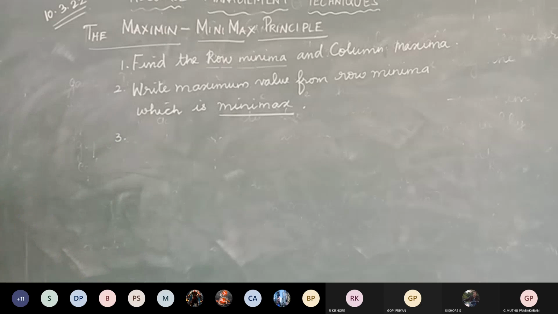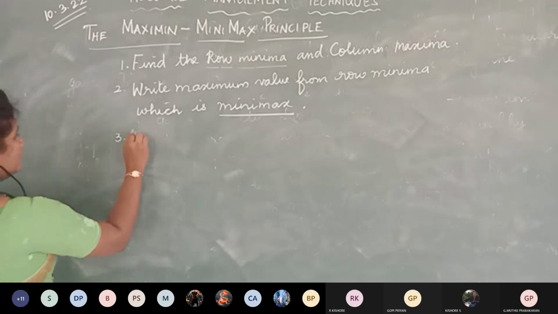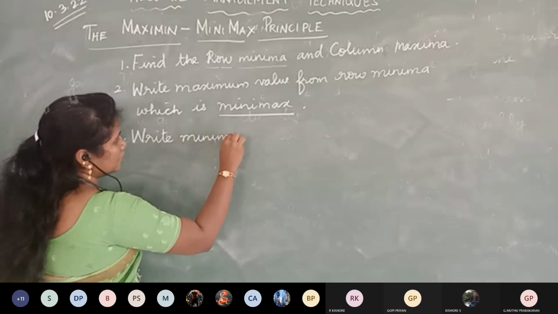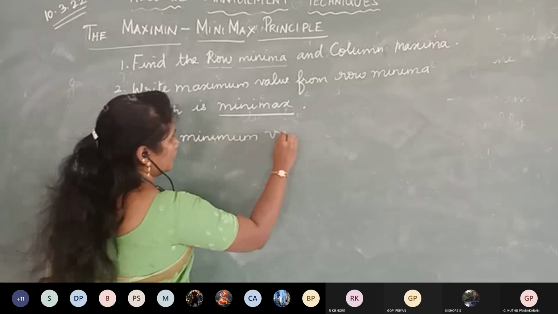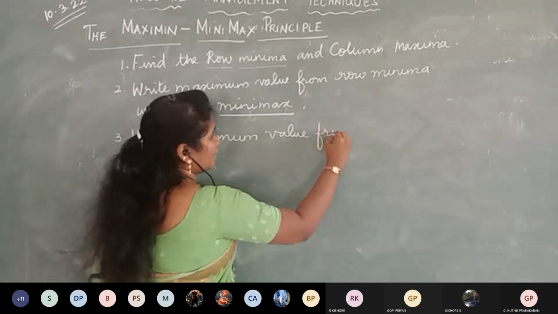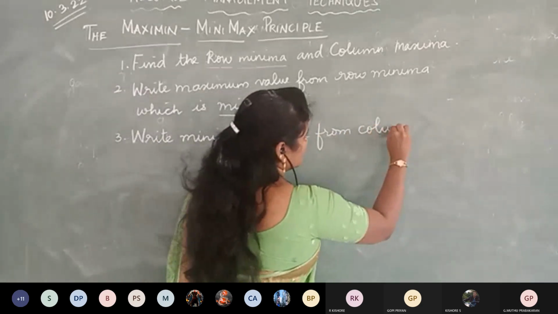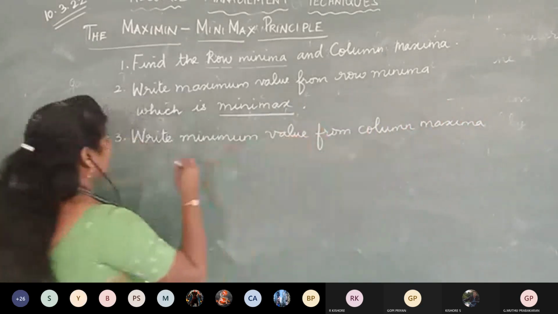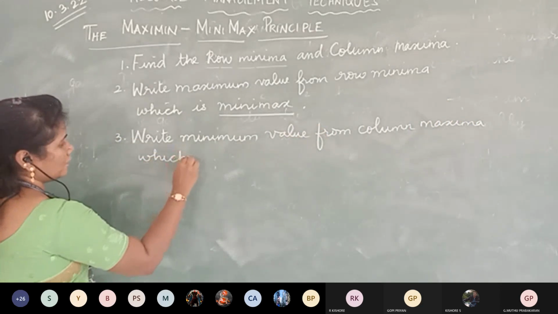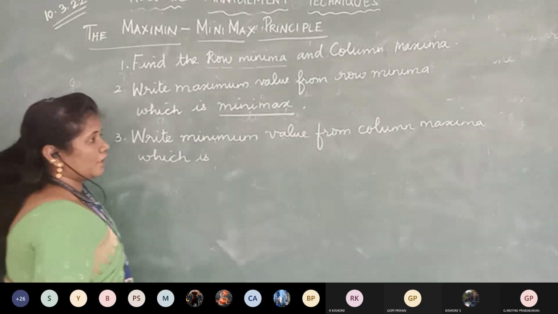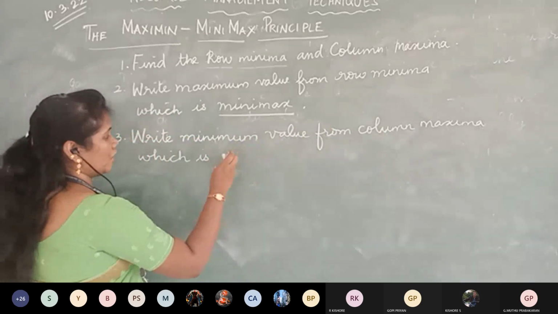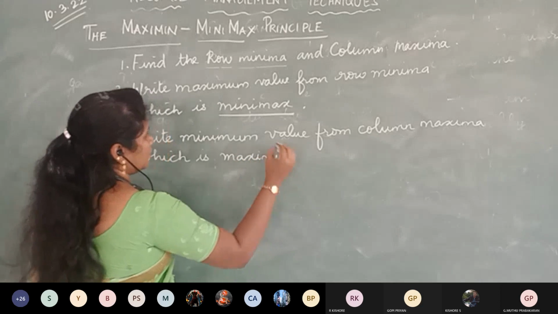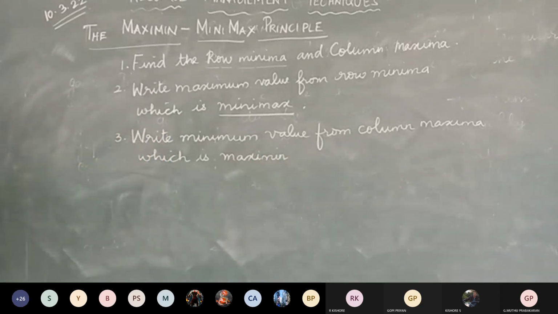And your third step, write your minimum value from the column maxima. You're writing from your column maxima, so that will become your minimax.